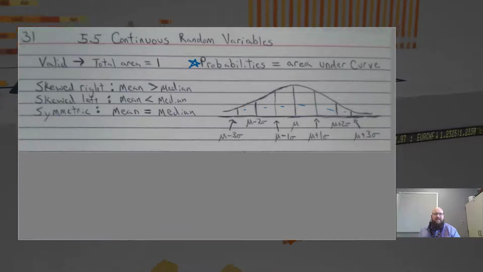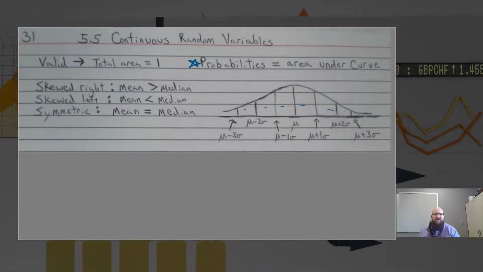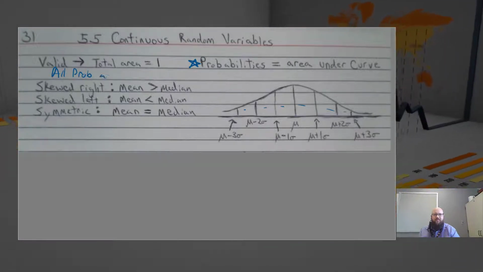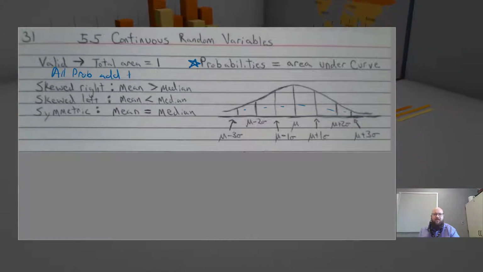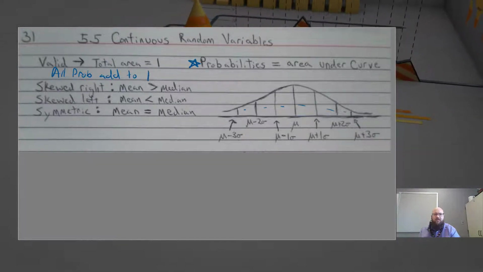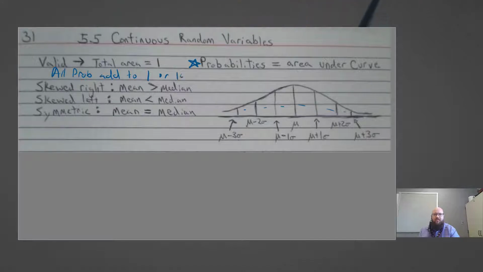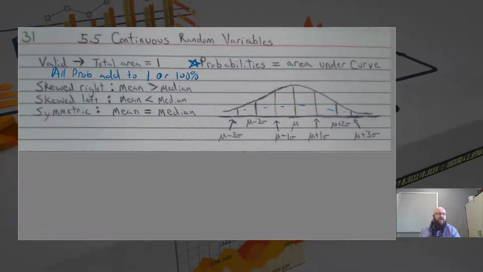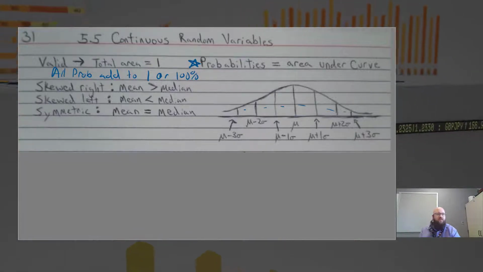Now what's talking about being valid, which we've talked about, is that the total area is equal to 1. In other words, all the probabilities add up to 1, or 100%, however you do it. If you're doing it in decimal, of course, it would add up to 1. If you're doing percentage, it would add up to 100%.